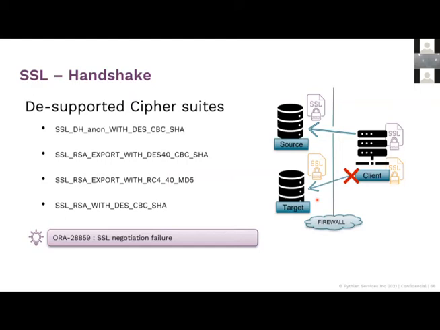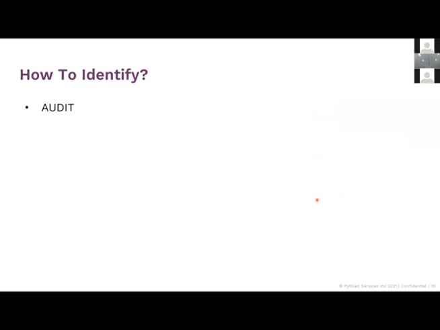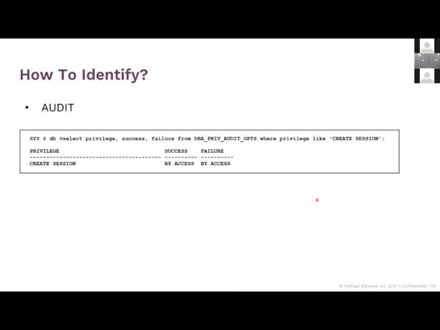And now this is different. You want to know what version your client is so that you can determine the appropriate cipher suites. So these are the things that you want to identify. How do you identify it? The easiest way to do it is audit.